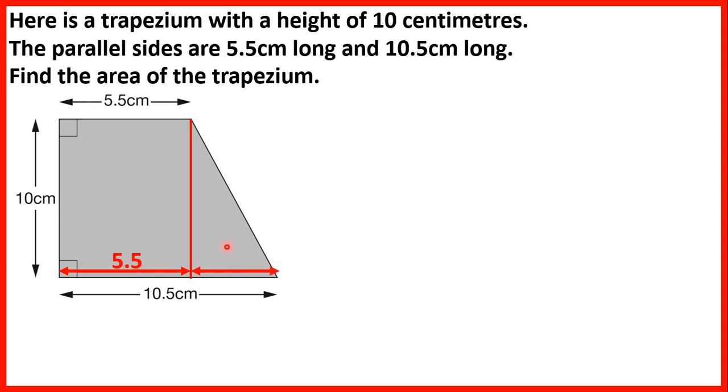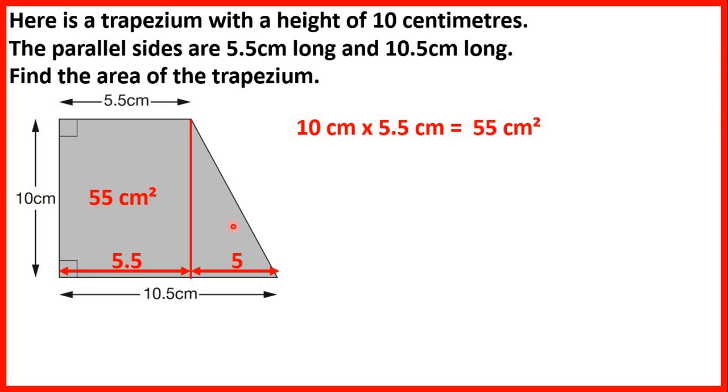Then we can work out the area of the triangle, because if this length is 5.5 and the total length is 10.5, this length here must be 5, because 5.5 plus 5 is 10.5, and then the height will be 10. So to find the area of the rectangle, we can work out 10 times 5.5 because we multiply the length by the width, and that gives us an area of 55 centimetres squared.